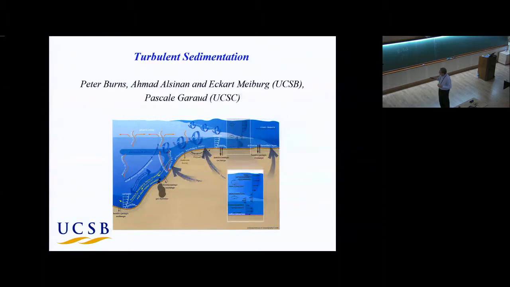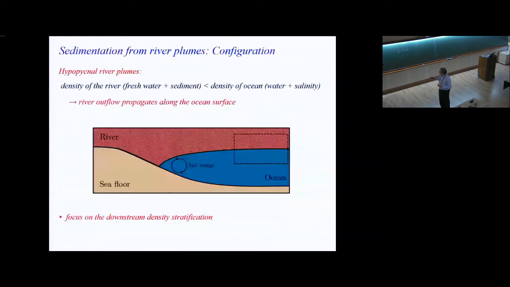So if we focus on this situation and we reduce it to the simplest possible scenario, then we have a sketch here like this. We have here the seafloor, here we have the river, so fresh water and sediment flowing into the ocean, and then we have the salt water below. And as I mentioned, the fresh water and sediment is lighter than the salt water, so this is stably stratified, and we're interested now in the processes in this interfacial region here.